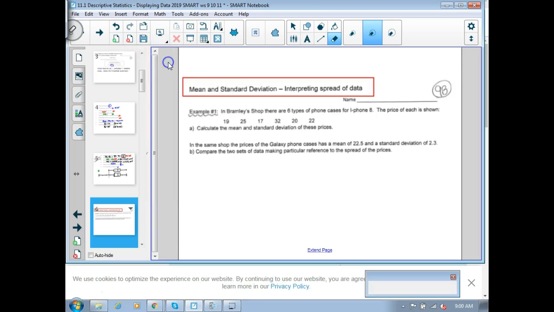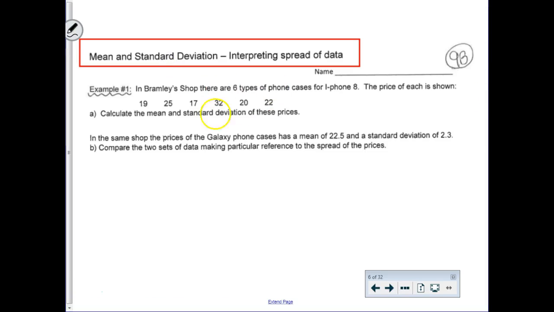Okay, and the minute I transfer screens, I already forgot what it was. Was it 22.5 for the mean? Okay. And then standard deviation of 4.92?